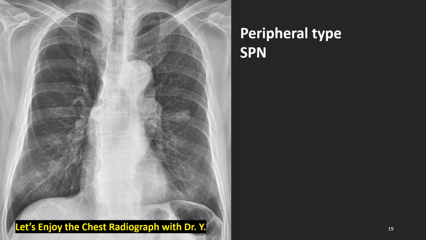What do we see here? Peripheral type, solitary pulmonary nodule, less than 3 centimeters. We see a coin lesion in the left middle lung zone. Actually, we do not know whether it is upper lobe or lower lobe. This is a coin lesion here, peripheral type.